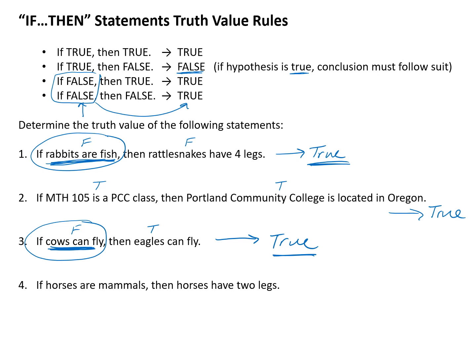Now, our last example: if horses are mammals, that's true, then horses have 2 legs. That's false. Here's a situation where the entire statement is false. This is the one thing where things go wrong. If your condition is true, if your condition is met, then your conclusion must also be met. It also must be true. If the conclusion is false after starting with a true hypothesis, you will get a false result for the entire statement.